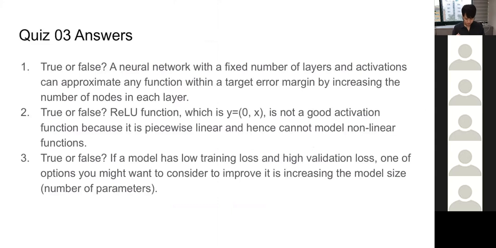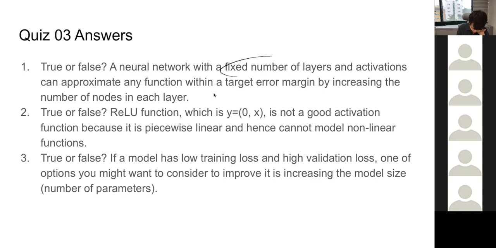So let's talk about the answers. First, true or false: a neural network with a fixed number of layers and activations can approximate any function within a target error margin by increasing the number of nodes in each layer. I'll end the poll right now and show you the results. I think most people answered true, but some answered false. I guess this was a hard problem. This was a trick question.